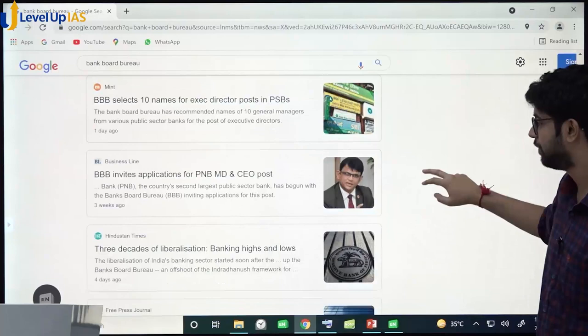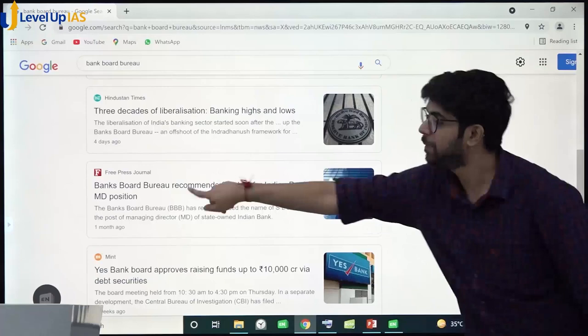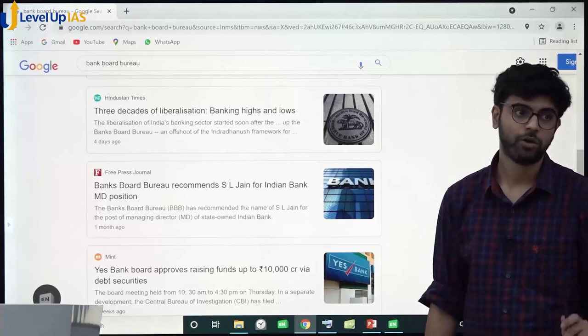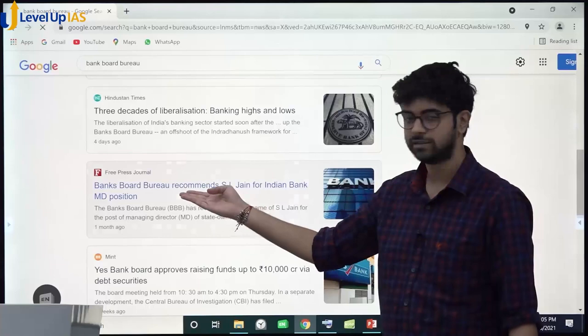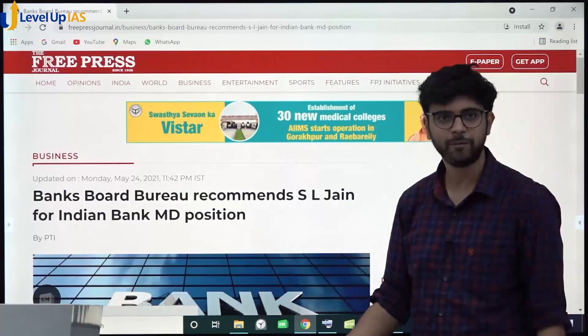Recommends SL Jain for Indian Bank MD position. Who makes the appointment? Government. Who recommends the name? Bank Board Bureau. Recommends. Okay? Appointment has to be done by government because the contract will be signed by the government, because government is the owner of the bank. Yes or no?